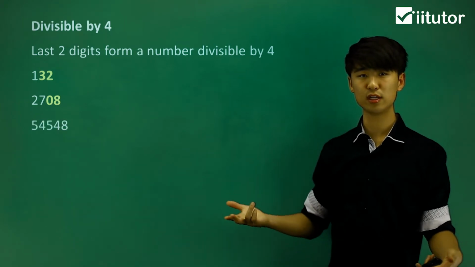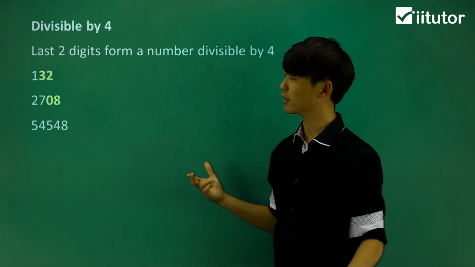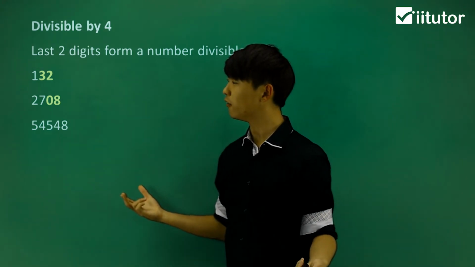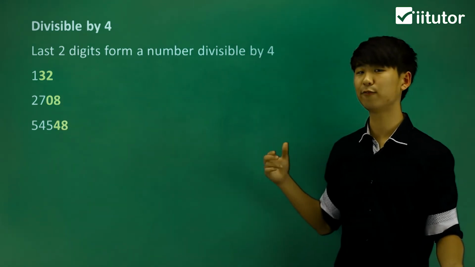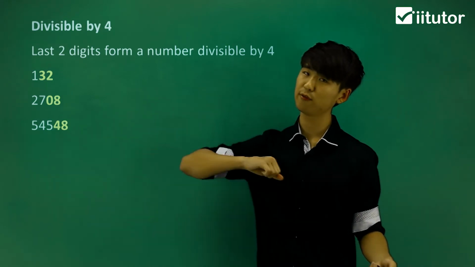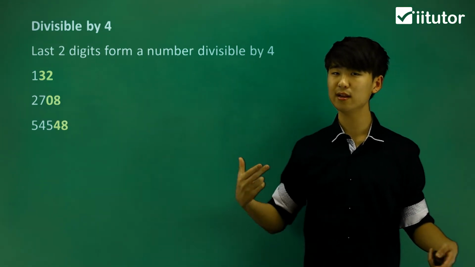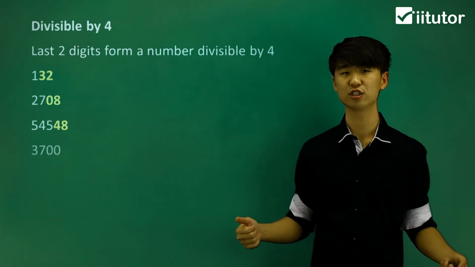Another one, a really large number, 54,548. How do we know if this is divisible by 4? We're going to look at the last two digits, 48. And 48 is divisible by 4. Then that means 54,548 is also divisible by 4. So we can tell by looking at the last two digits.